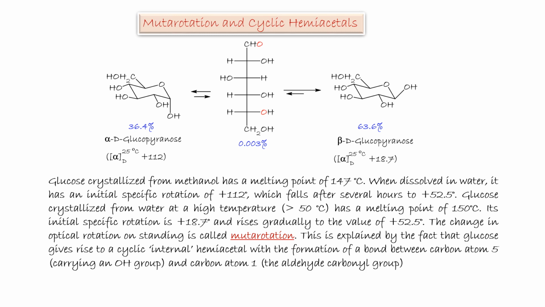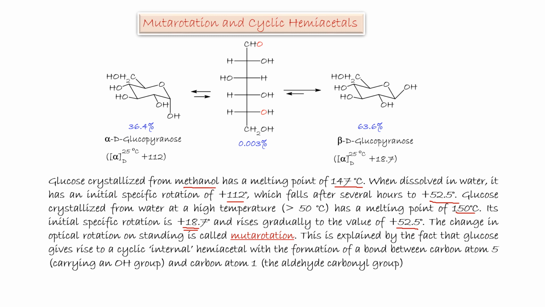Mutarotation and cyclic hemiacetal. Glucose crystallized from methanol has a melting point of 147 degrees Celsius. When dissolved in water, it has an initial specific rotation of plus 112 degrees, which falls after several hours to 52.5. When glucose crystallizes from water at high temperature, above 50 degrees Celsius, it has a melting point of 150. Its initial specific rotation is plus 18.7 and rises gradually to again 52.5.